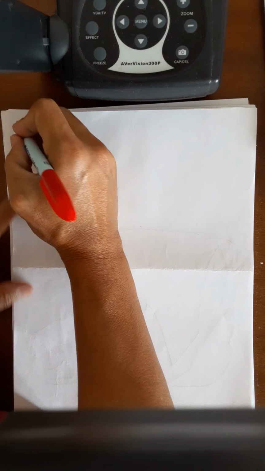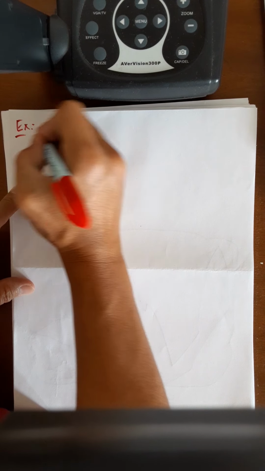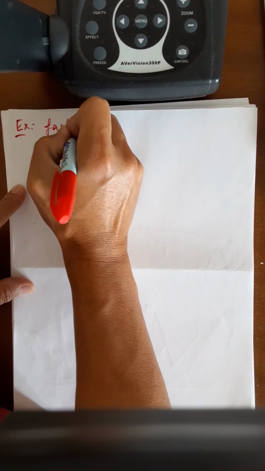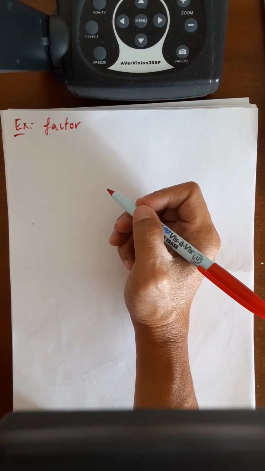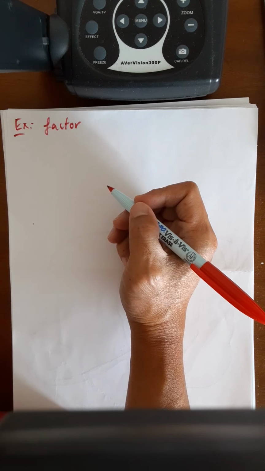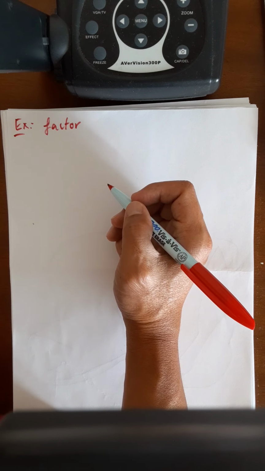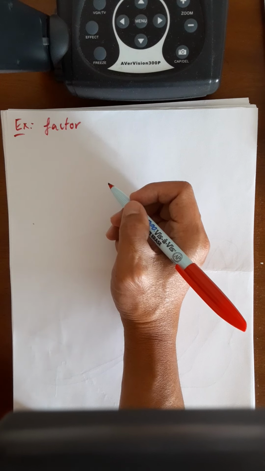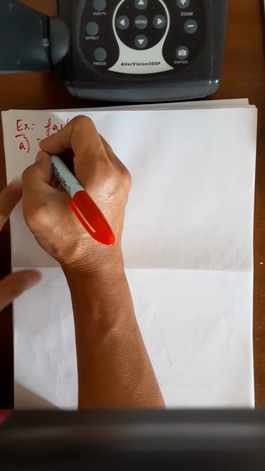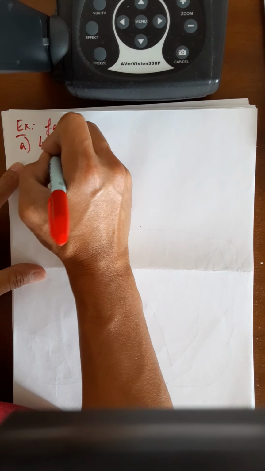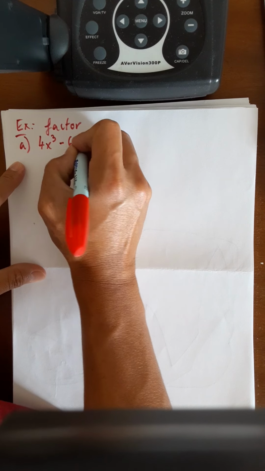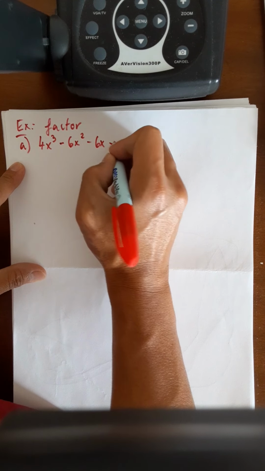Alrighty, we're learning about factoring some more. This time we're going to learn how to factor 4 terms. Not all 4-term polynomials can be factored, but all the problems in this unit are factorable. So let's look at the first one: 4x cubed minus 6x squared minus 6x plus 9.